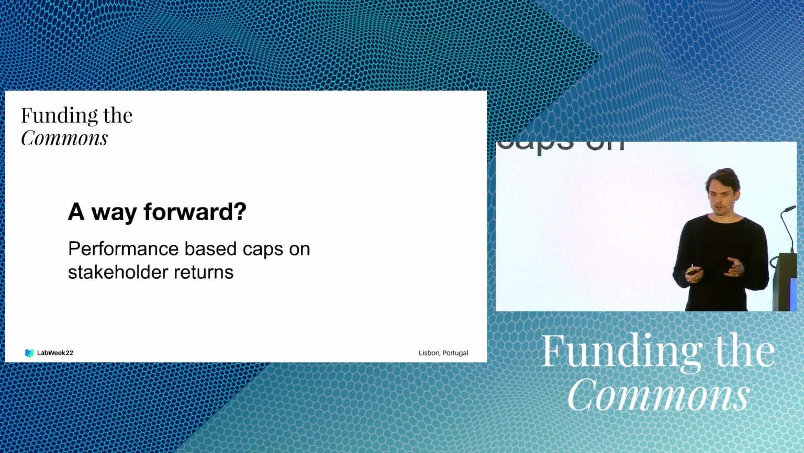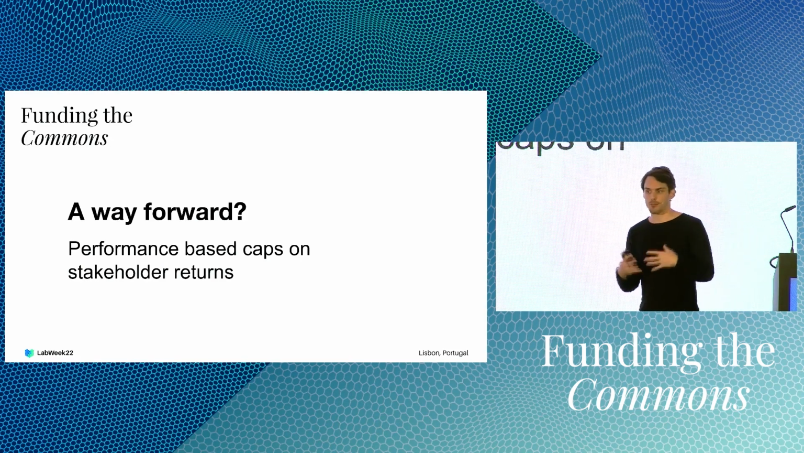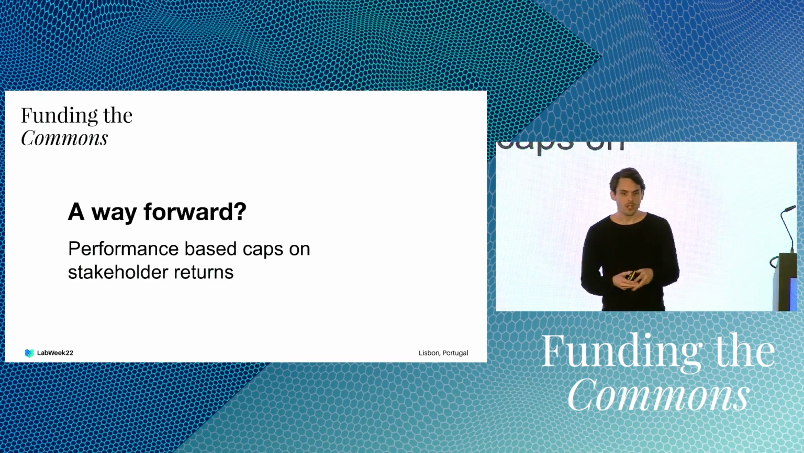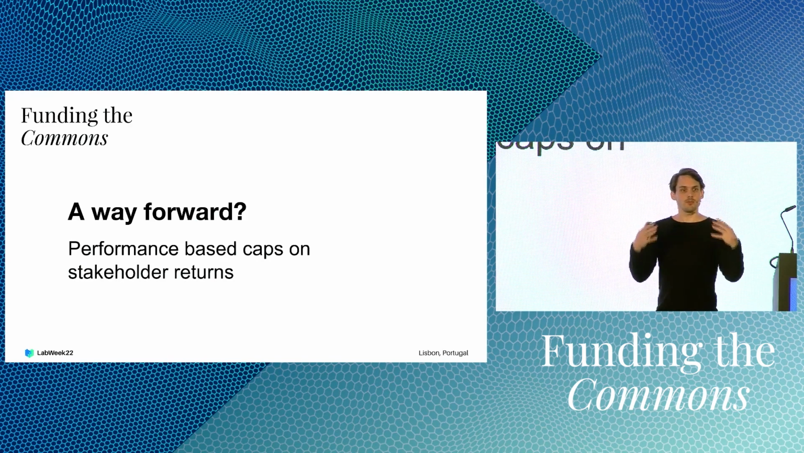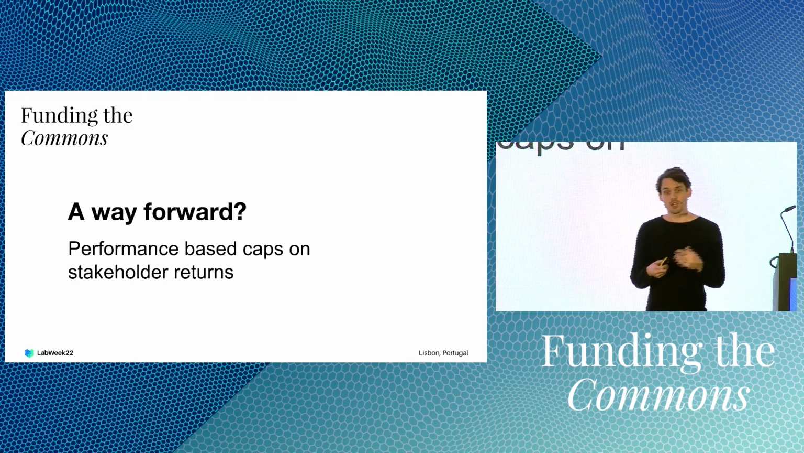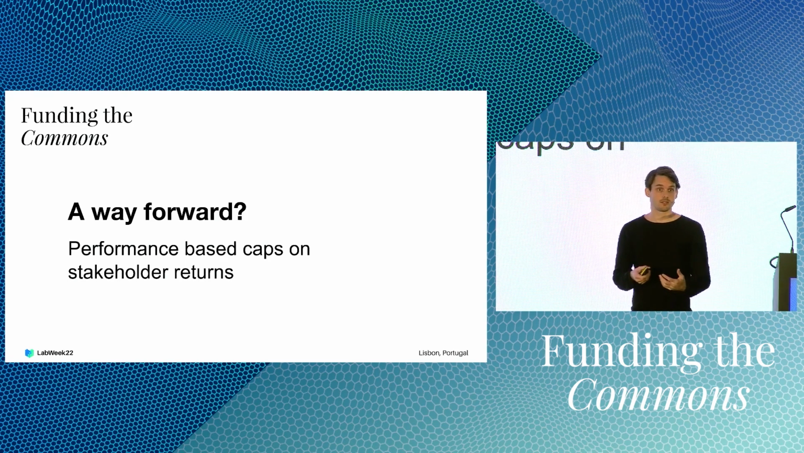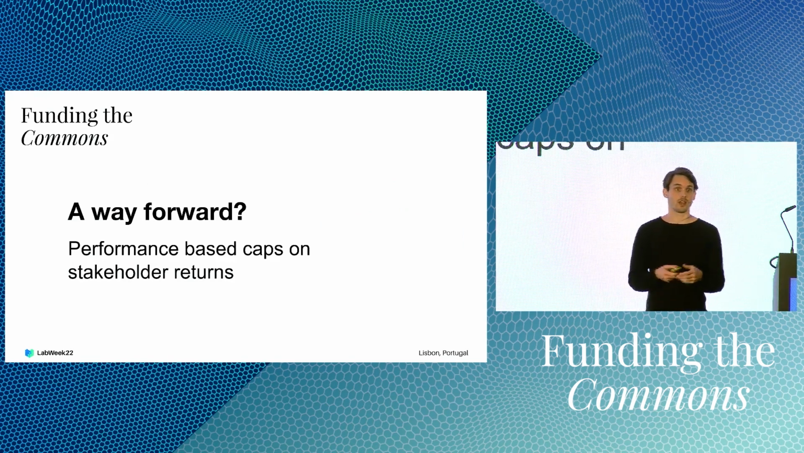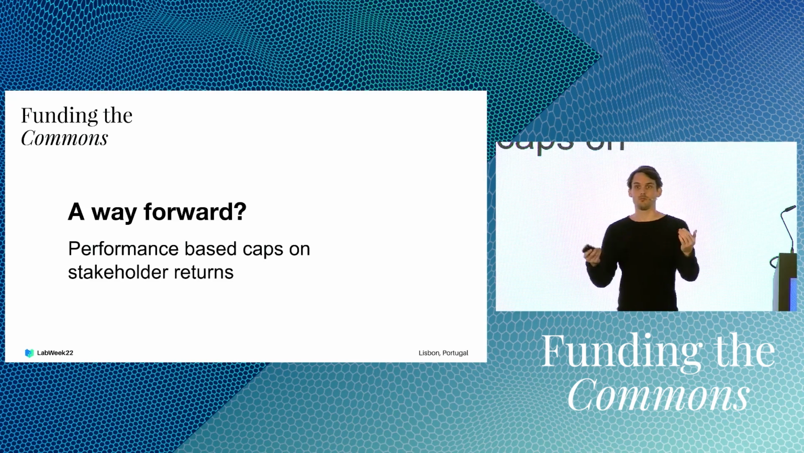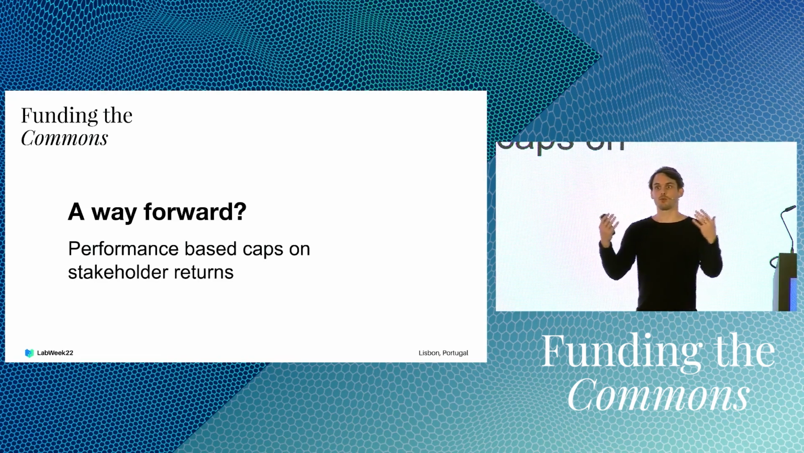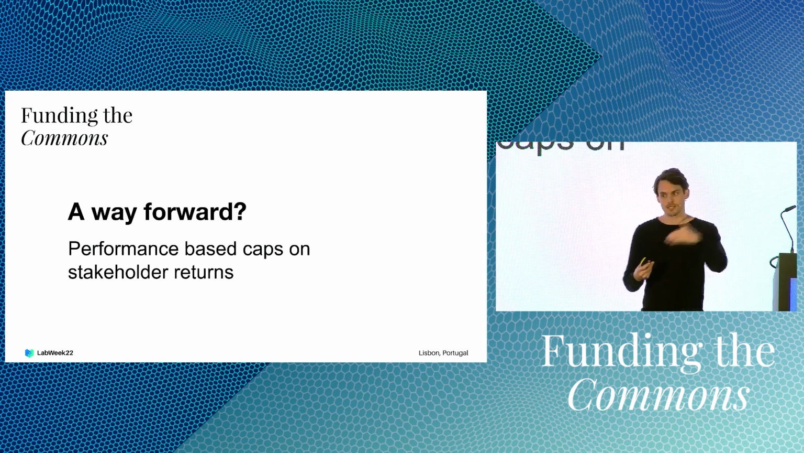And a way forward that we found is a performance-based cap on stakeholder returns. That means essentially that there is a limit on how much investors can extract from a company, while at the same time rewarding outsized success. So it might still be the case that our company has a 50x return for investors over a 10-year life cycle. But after that, there's nothing more that an investor can extract. So the pressure for them to extract, and for us to extract from our users, will cease after that timeline.